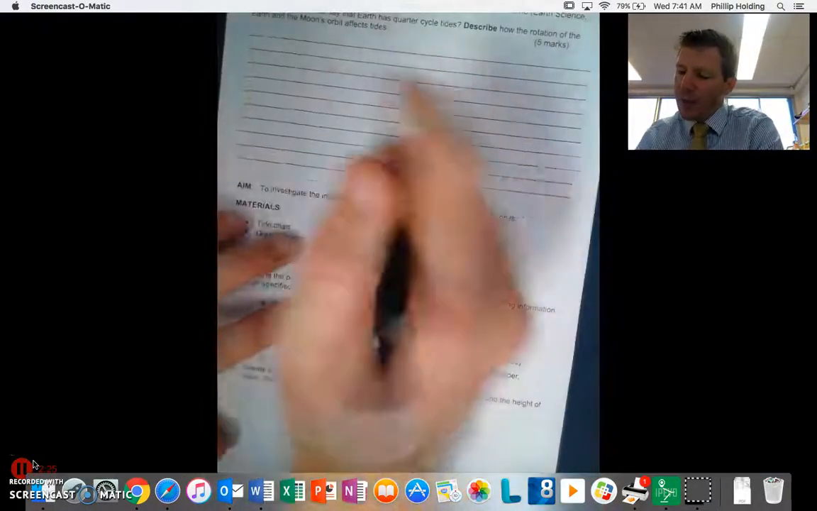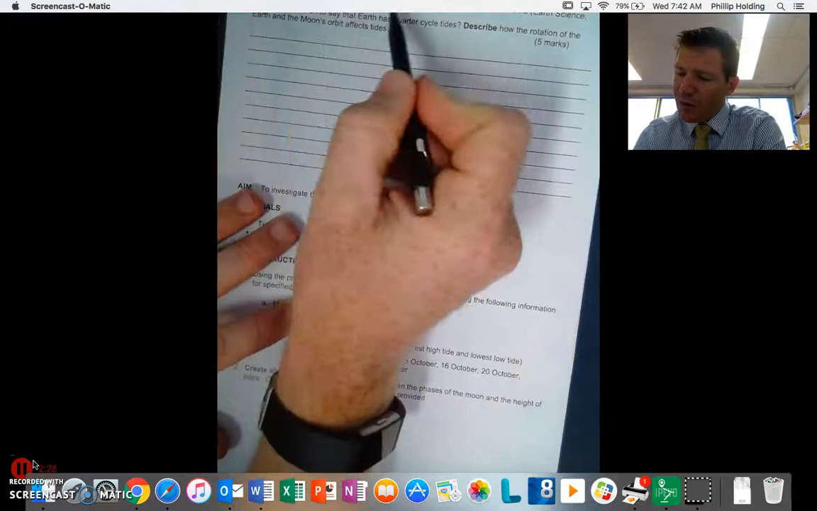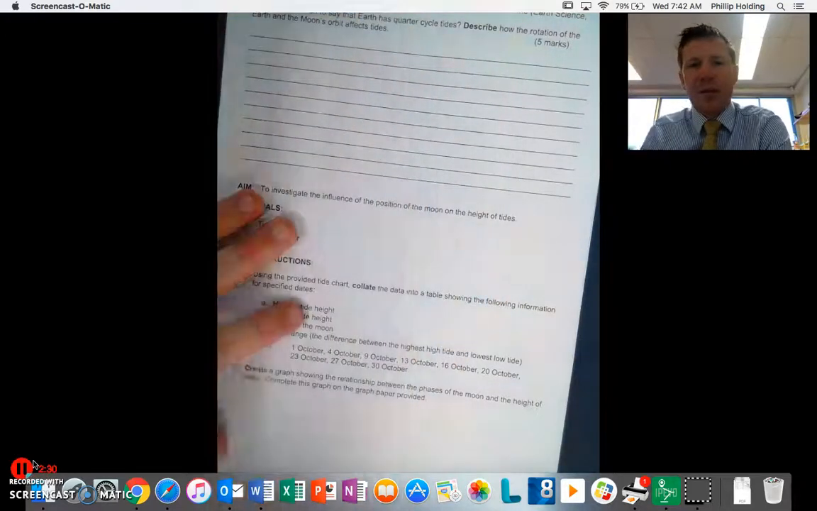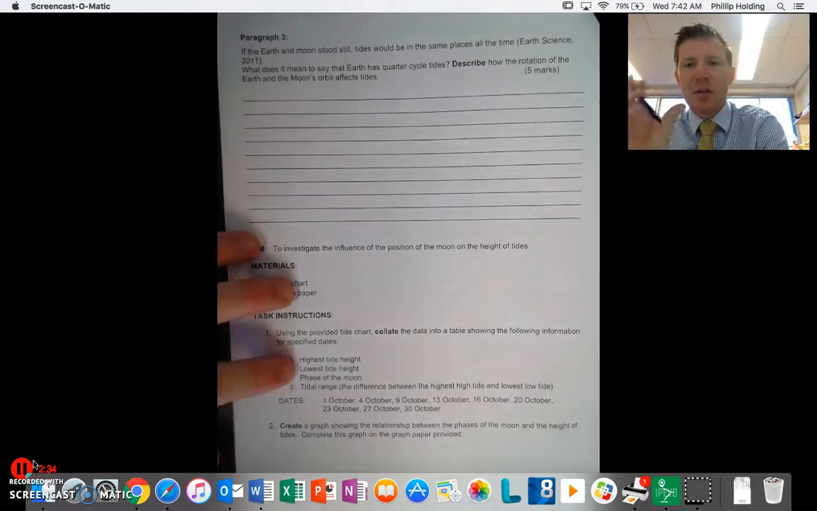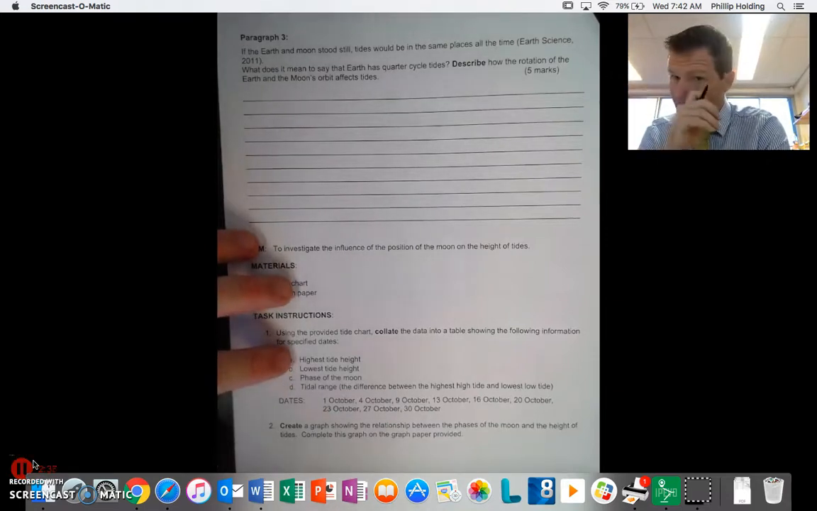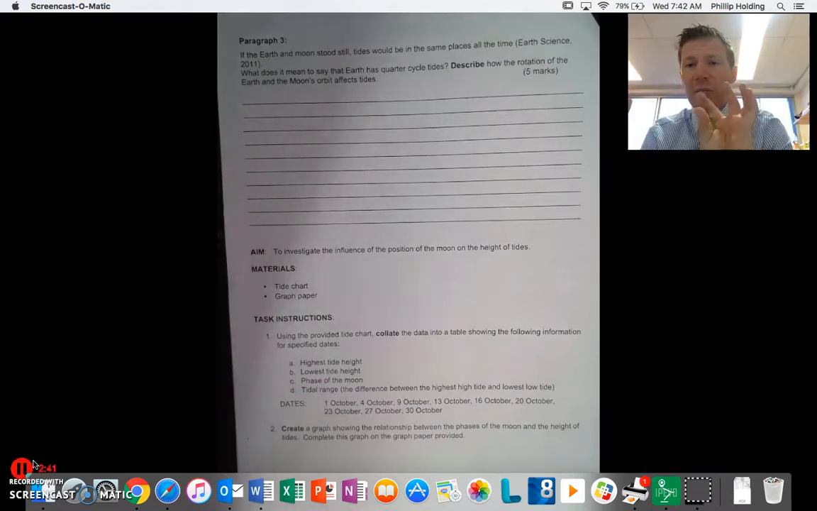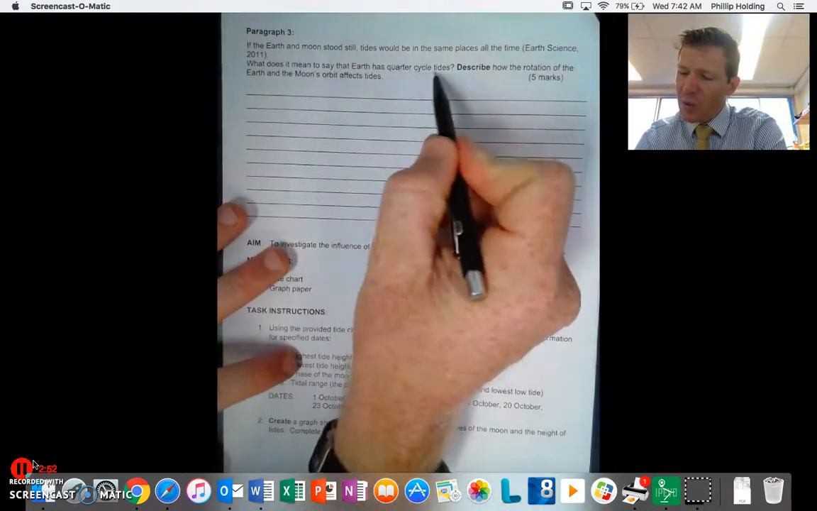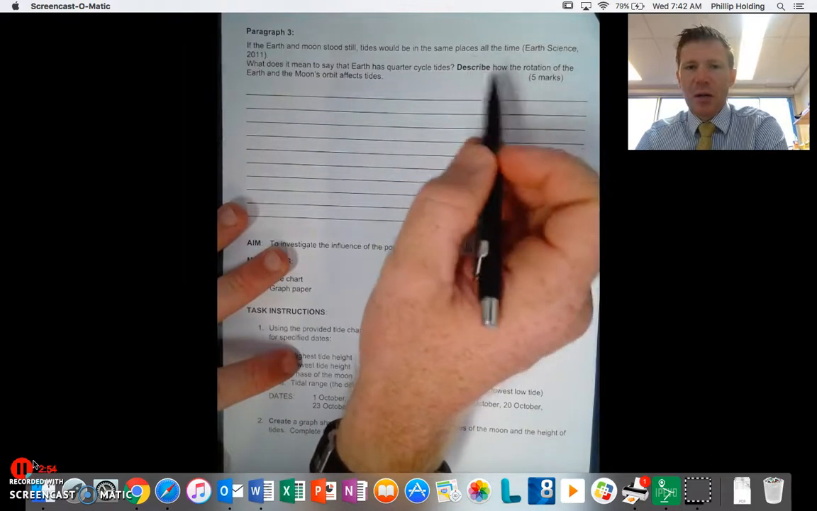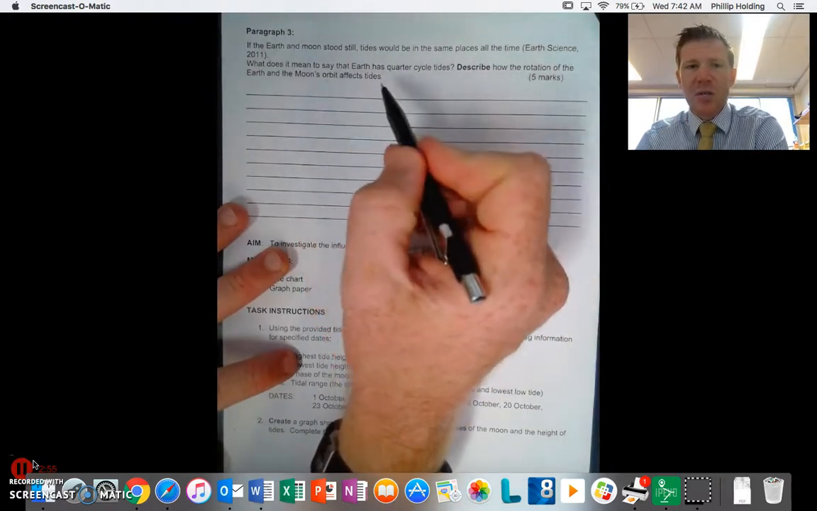Now, paragraph 3, if the Earth and Moon stood still, tides would be in the same place all the time. That's a statement. Okay, so that's telling you, and it would be right because the Earth rotates. Okay, and that's why we end up with a situation where we have moving tides, and because of that, we have the tide changing at different times, and there's high tides at different parts of the world. What does it mean to say the Earth has quarter cycle tides? Okay, describe how the rotation of the Earth and Moon affects the orbits.